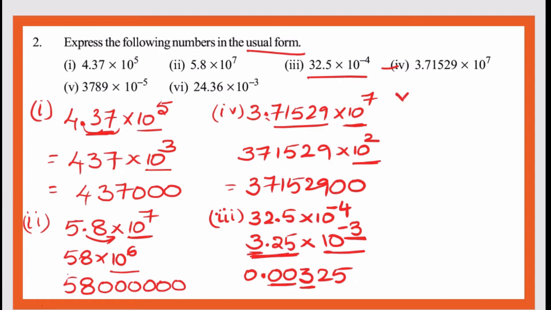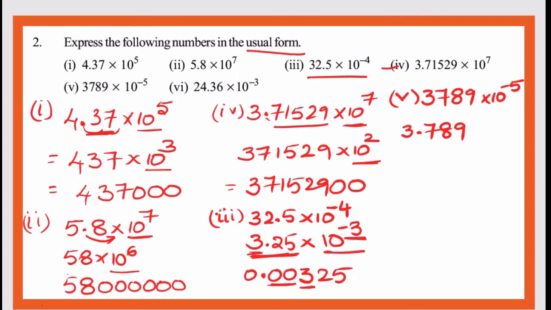Next, coming to question number 5. You need to understand each and every question, right? What is the given question? 3789 into 10 power minus 5. Is it in standard form? No, it is not in standard form. So first of all, we need to convert this into standard form. What is the standard form of this?